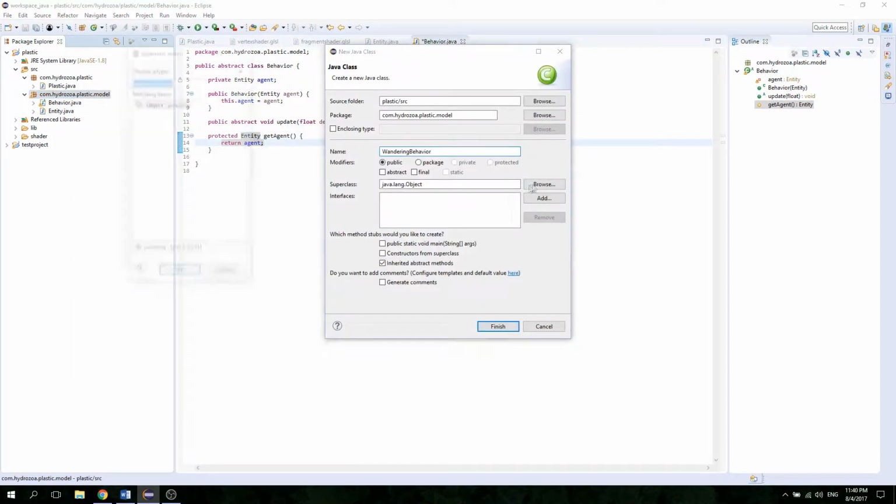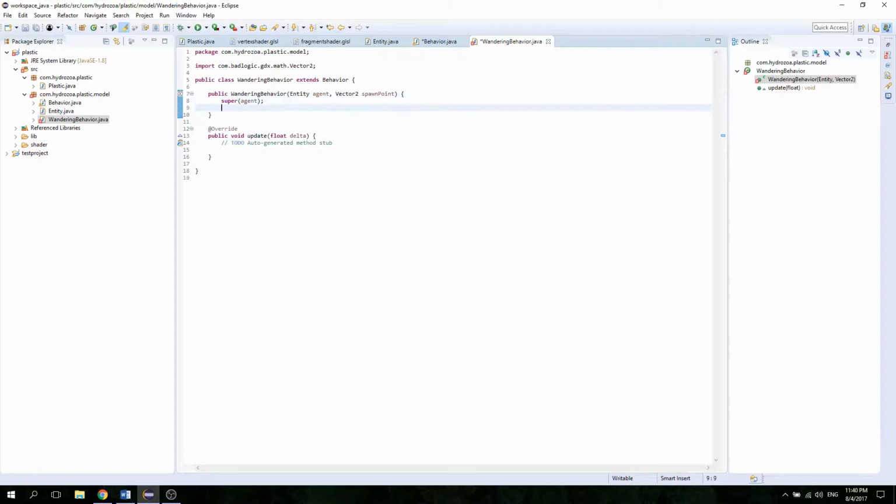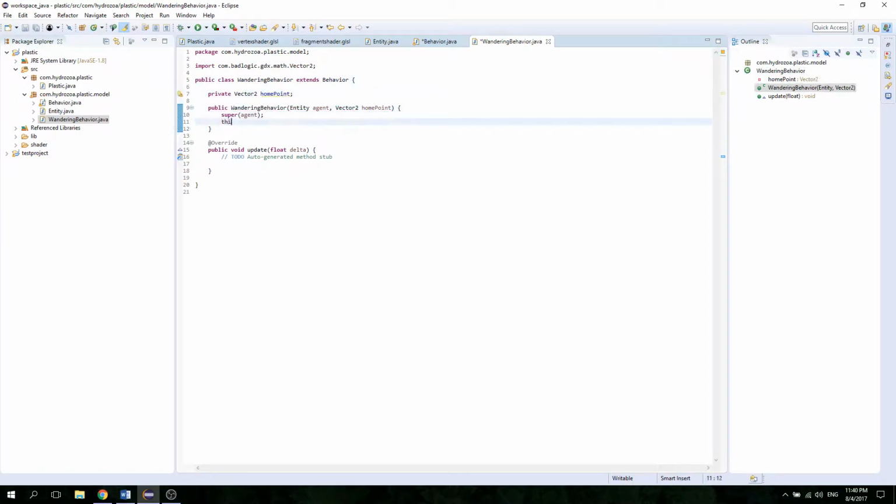And I implemented a behavior here, a wandering behavior, I believe. The wandering behavior is supposed to give the entity a home point that it will roam around. But it took a while before that actually worked.